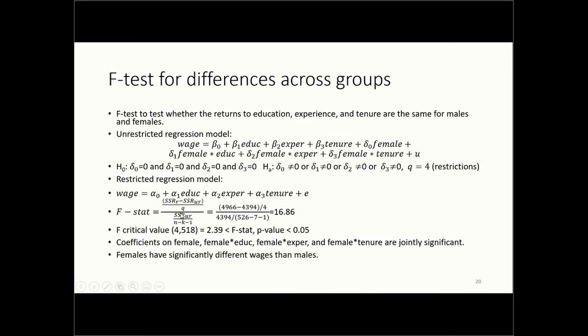And Q is the number of restrictions. So we have four restrictions here that we're testing. N minus K minus one is the degrees of freedom. And if we estimate these two models and we collect the SSRs and everything else, we get that the F statistic is 16.86. Now, if we look up the critical value, that's 2.39, which is less than this F statistic. And also, if we look at the p-value, it's less than 0.05. So our conclusion here is that the coefficients on female, female times education, female times experience, female times tenure are jointly significant. So our conclusion here is that females have significantly different wages than males.